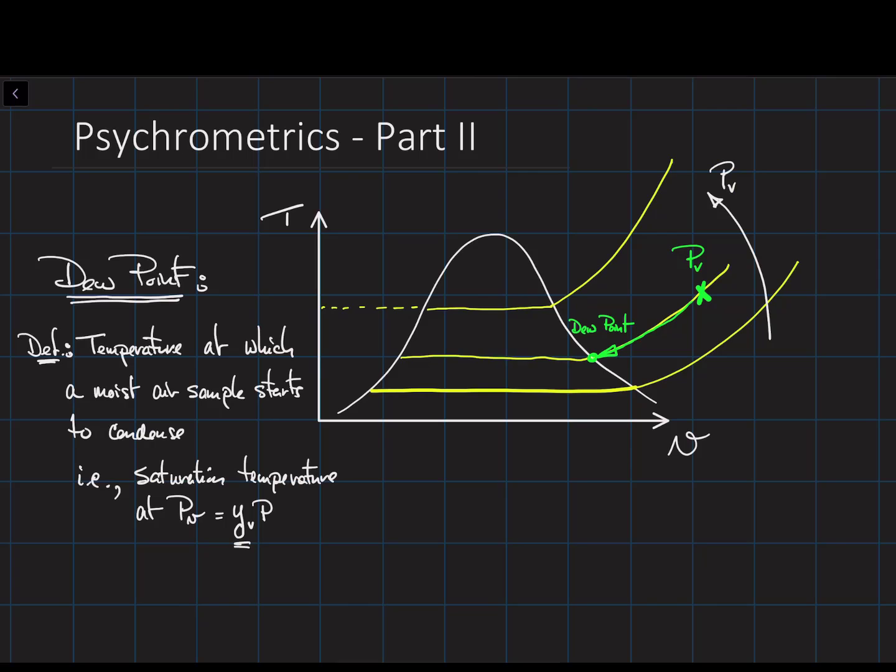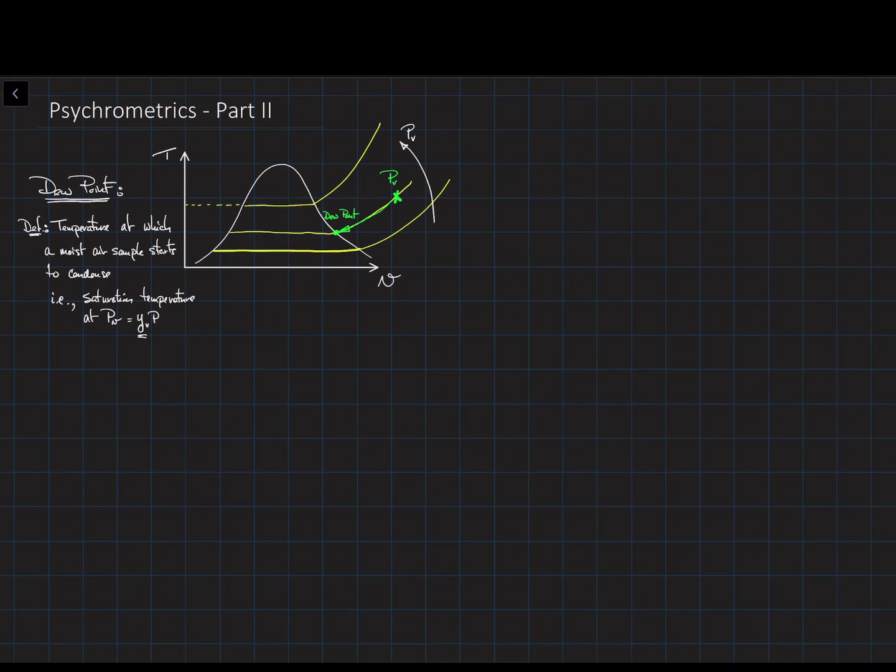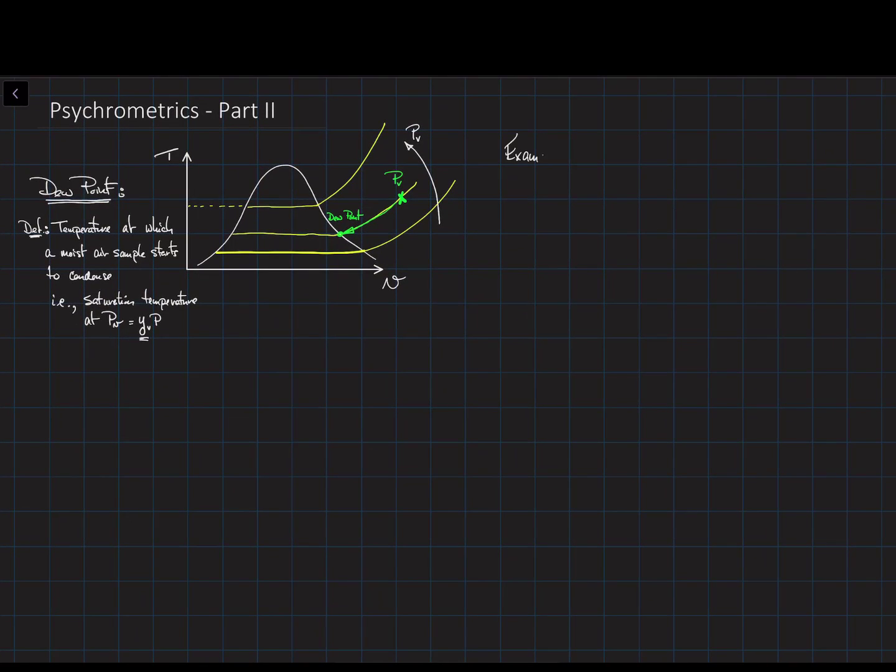So the partial pressure of the vapor, P sub V, by Dalton's law, is equal to the mole fraction of water in the mixture times the total pressure of the mixture that I have. Just as a refresher here, my isobars are getting higher and higher pressure as I move to the right, as shown right here. So the middle one is the middle pressure, the one above it is a slightly higher pressure.